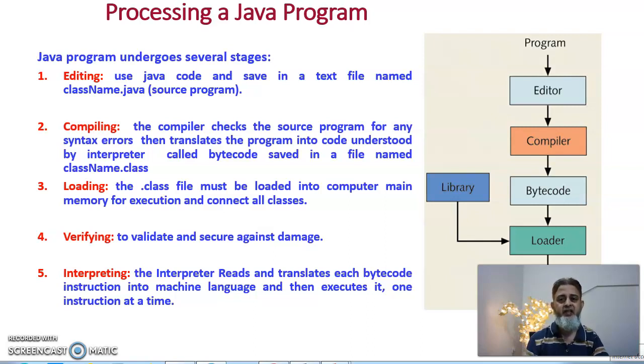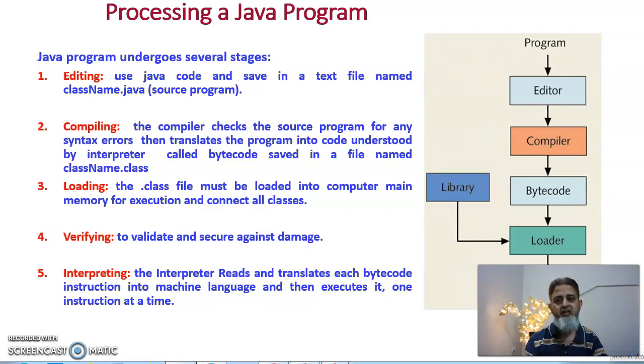Compiling is the second stage. The compiler will check the source program for any errors, such as syntax errors, then translate the program code into a form understood by the interpreter, called the bytecode, which is saved in a file with the .class extension.